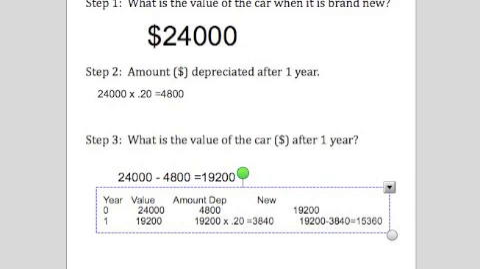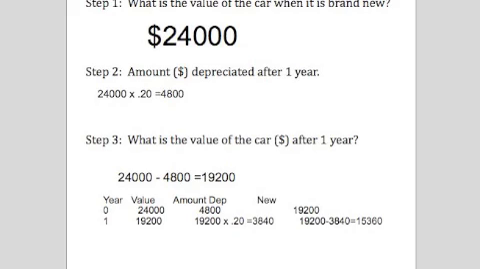So I've got you started on your table. What I would like you to do is pause the video and complete the table. These are the steps that you will need to complete this table. What you notice is that if you continue with this pattern, in year 6 we're going to figure out that the value of the car is now going to be worth $6,291.50 approximately.